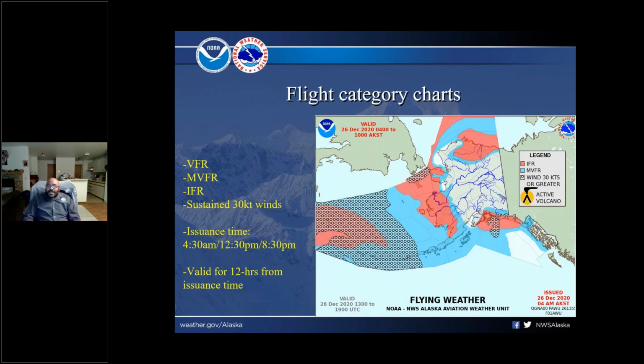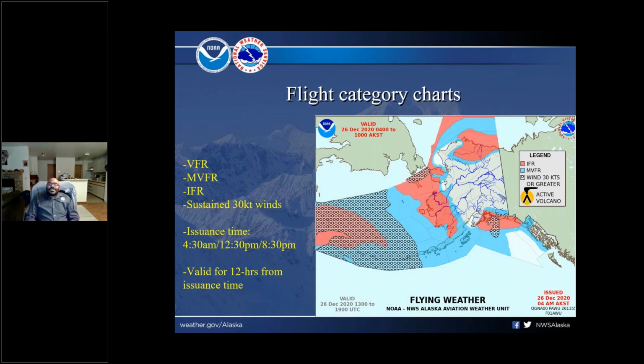Flight category charts. A lot of the general aviation community up here is VFR. So obviously where it's sub VFR is very crucial to know. So marginal VFR is depicted in blue, IFR is depicted in red, and it is valid for 12 hours from the issuance time. Unlike the turbulence and the icing and the convection, which the graphics are 3-hour charts, these flight category charts are more of a time smooth. They're actually 2 6-hour charts.